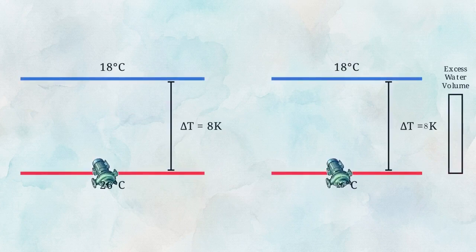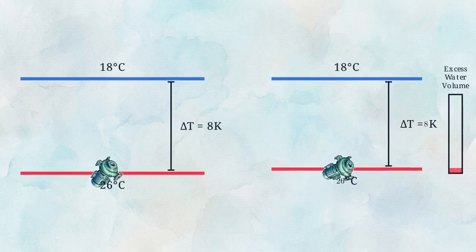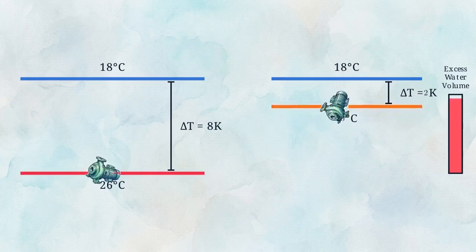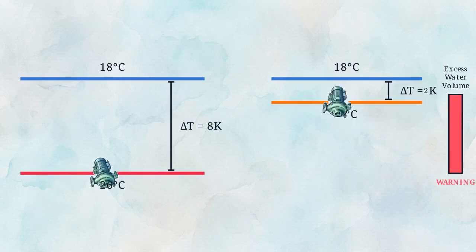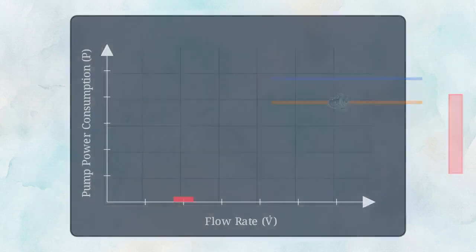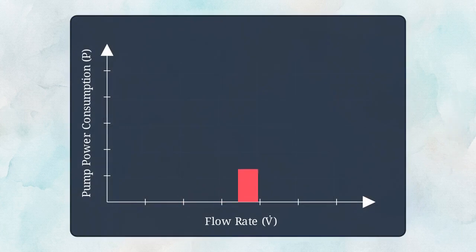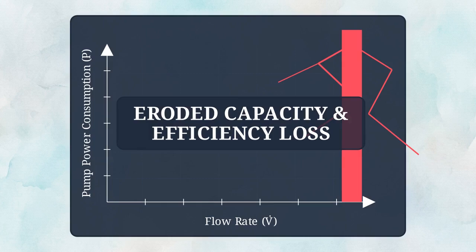A major threat to this efficiency is low delta T syndrome. If the temperature gap between the chilled water supply and return shrinks, the system attempts to compensate by forcing excess water through the pipes. This causes pump power consumption to skyrocket exponentially, eroding both efficiency and available capacity.